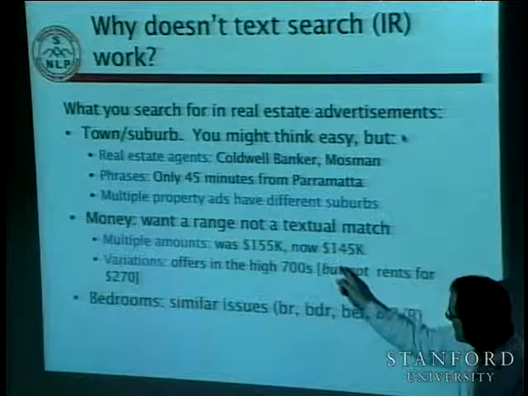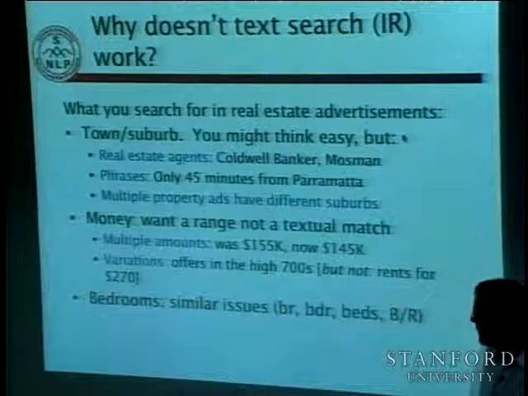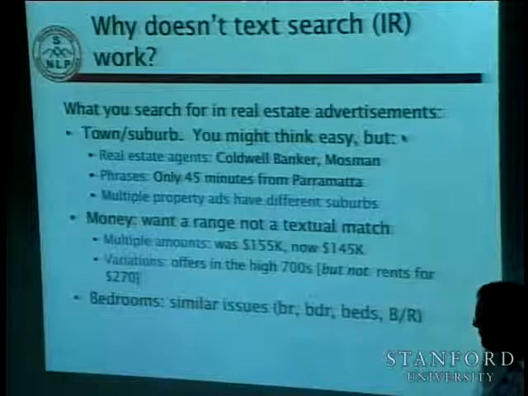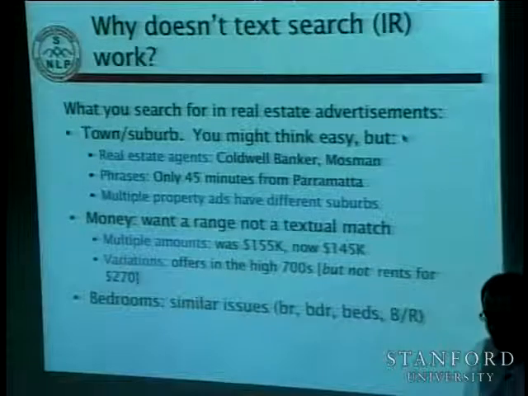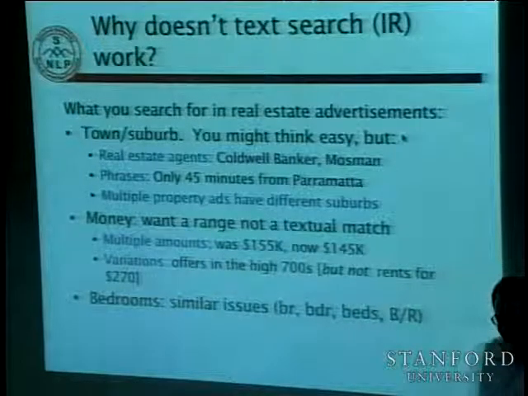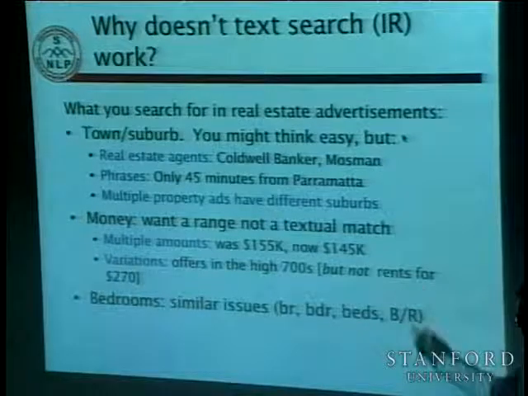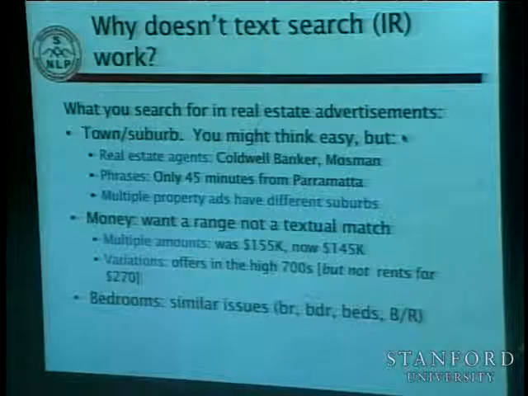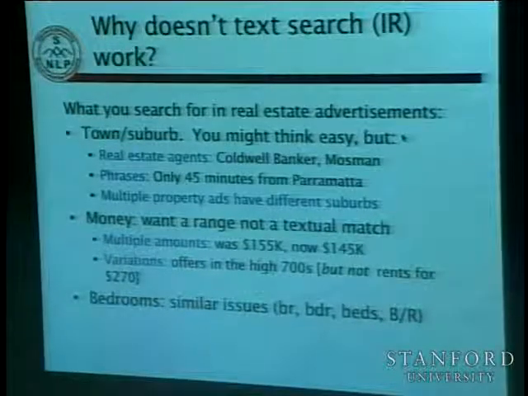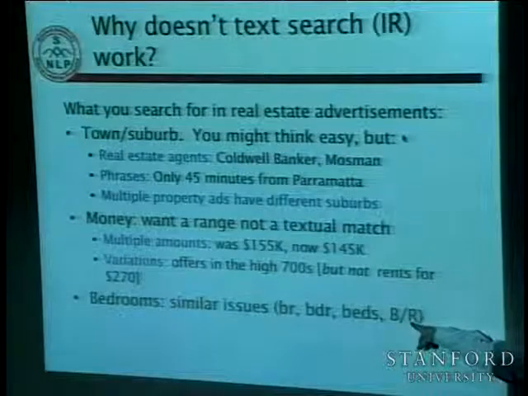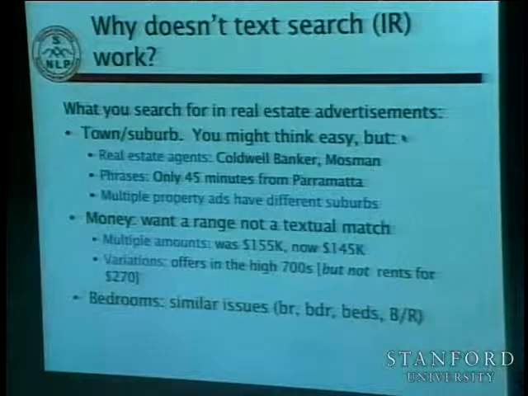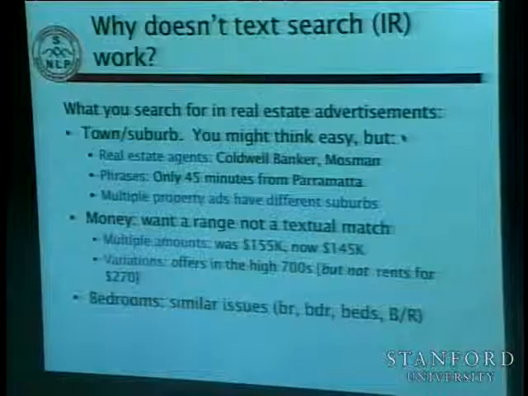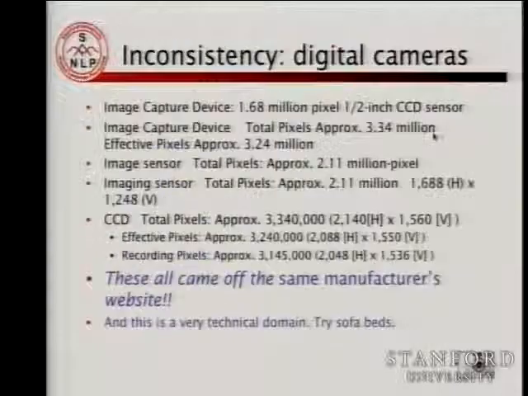I mean, people get quite creative in these ads. "Was 155K, now 145K." So you want to use this price. "Offers in the high 700s." That means 700-something thousand. Whereas something like "rents for $270" means, in Australia, $270 a week. So that doesn't mean 270,000. Bedrooms, there are all of these creative ways that you can abbreviate bedroom. So again, you want to recognize a number in the context of something that can abbreviate bedrooms.